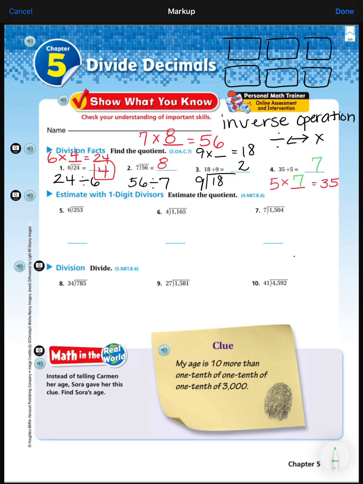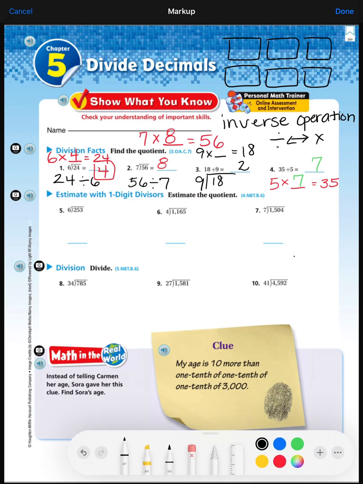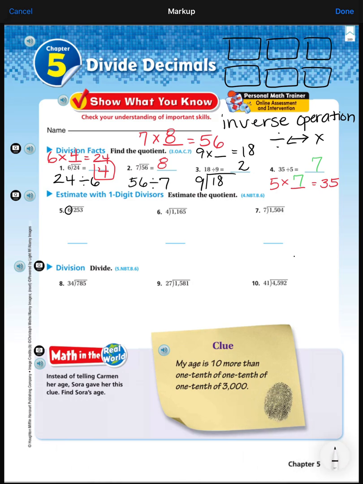Let's go ahead and look at 5, and we'll look at a couple here, and then we're going to go down to these ones at the bottom, because they're a little bit different. So for 5 through 7, it says to estimate with 1-digit divisors, okay? So our divisor is 1 digit, which is the number that's outside the cage here. So it's the 6 on number 5. That's our divisor. We call the number inside the dividend.